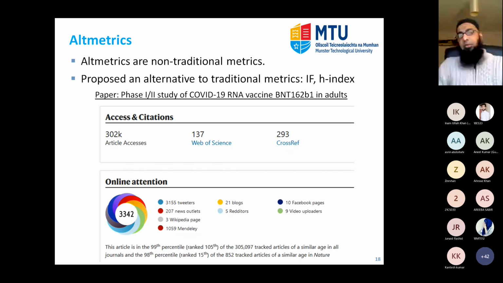Now, for example, if someone publishes a scientific article, then one can see how many people have tweeted that article, how many blogs gave the reference of that article, how many Facebook pages mentioned that article, how many Wikipedia pages mentioned that article. But, you know, these are not scientific metrics. If you look at the trends on Twitter or on Facebook or on blogs, you can see how one can manipulate them easily.